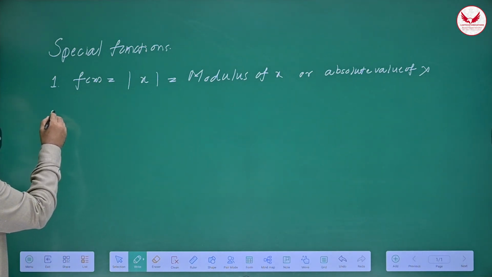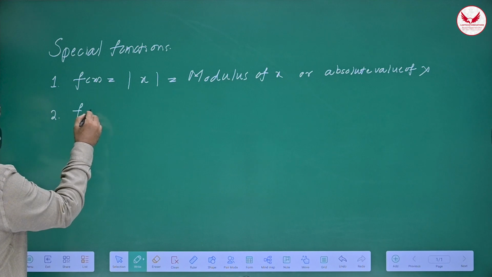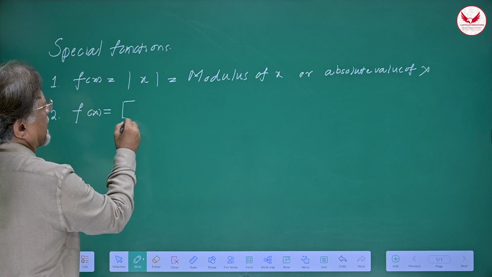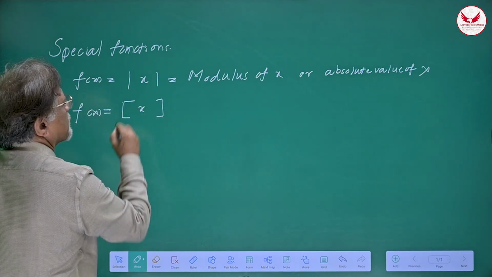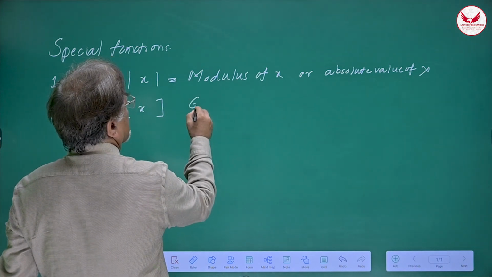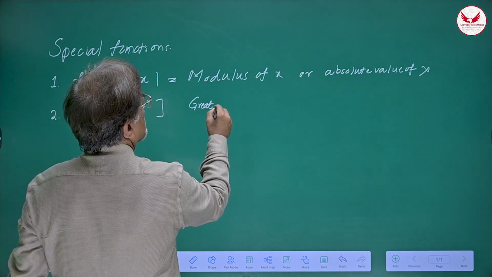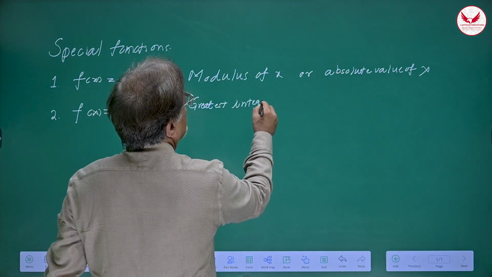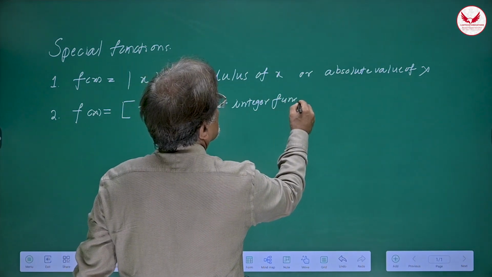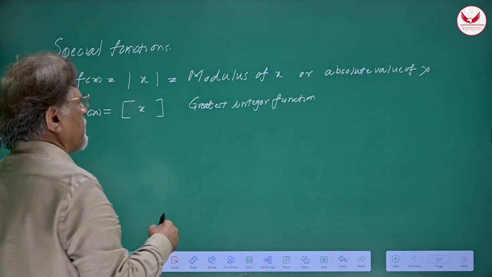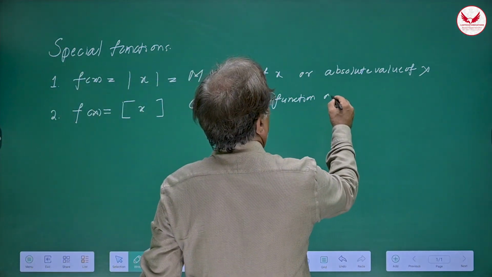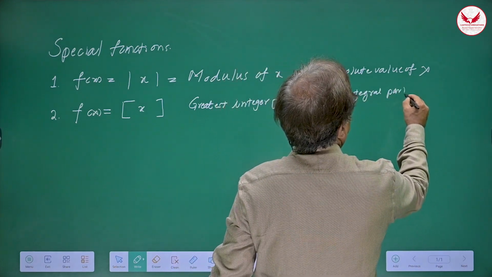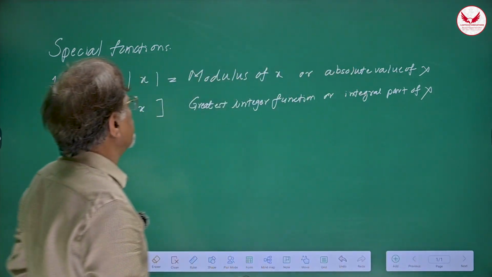Let me introduce second function. That function f(x) is [x], square bracket x. Now this function is called greatest integer function, or it may be called integral part, integral part of x. Okay.